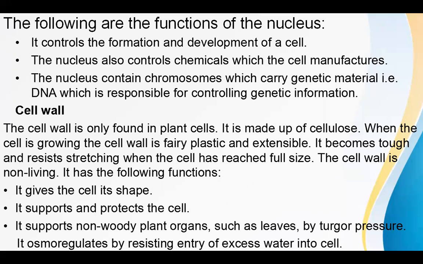The first one is that it gives the cell its shape. The second one is that it supports and protects the cell from various foreign substances. The third one is that it supports non-woody plants such as the leaves by turgor pressure, and also it osmoregulates by resisting entry of excess water into the cell, such that it controls the amount of water that enters the plant cell.